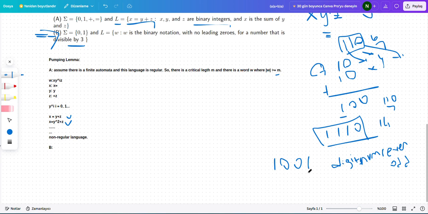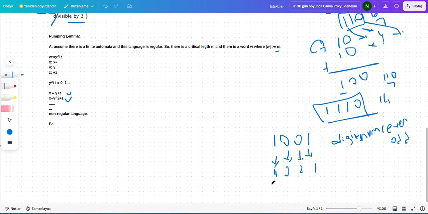What I mean is, for example, this is digit number 1, this is digit number 2, this is digit number 3, and this is 4. As you can see, there are 2 ones, and one of them is in an even digit number and one of them is in an odd digit number. So this is divisible by 3. Let's check. It's 8 plus 1, 9. Yes, our rule is satisfied.